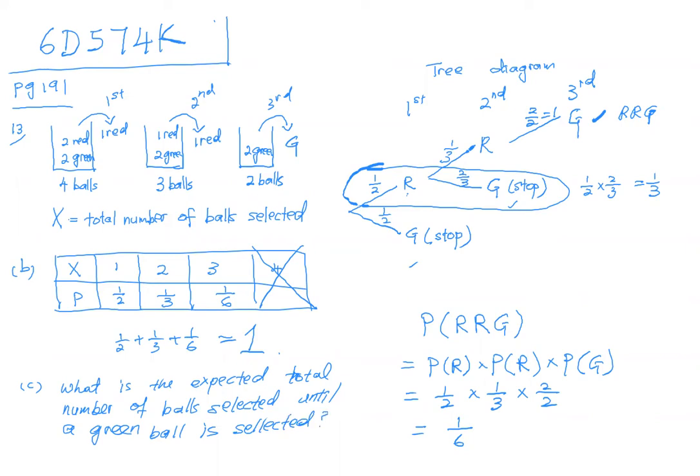So if I ask for the expected total number, what does that mean? I will not ask you to find the mean, I will ask like that. Or I can say, in the long run, what is the total number of balls selected until a green ball is selected? I can also ask like that. So this one means you have to find the mean. Okay, so can you find the mean? Can you use your calculator and find the mean?